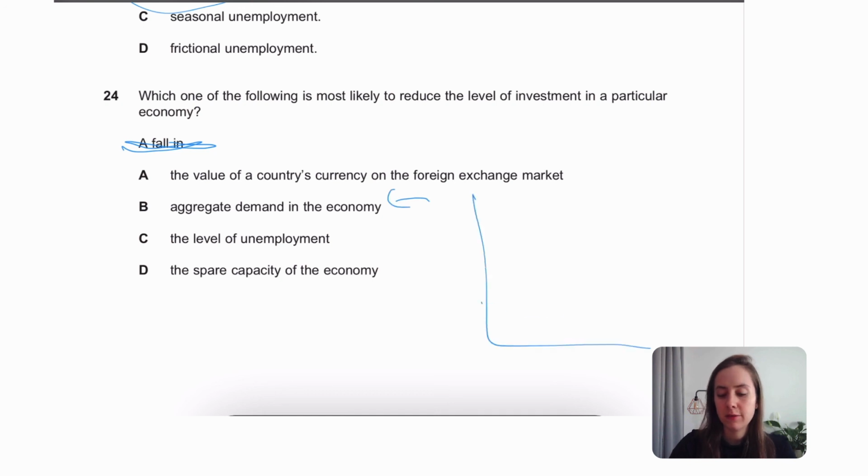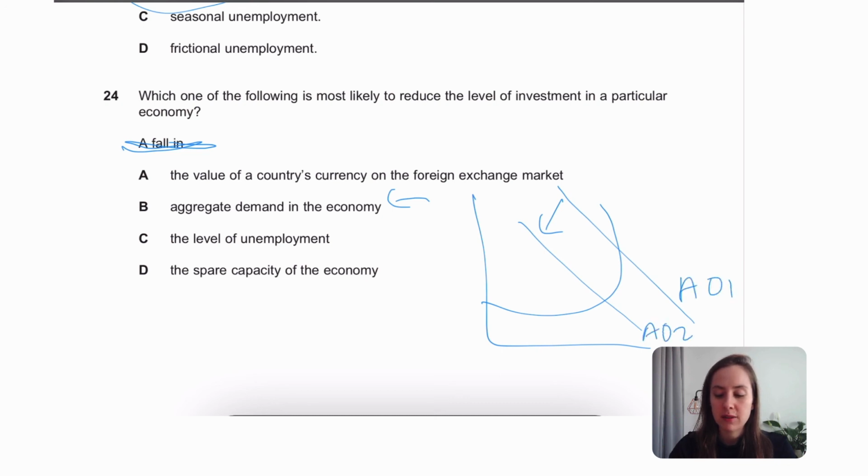If aggregate demand falls, firms won't like this because the level of output in the economy is going to fall from Y1 to Y2. So they're going to require to produce fewer goods. And because they're producing fewer goods, they don't need to invest in new machinery and capital goods. So that seems to be the answer.